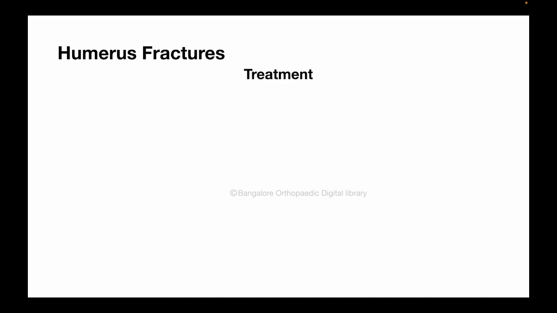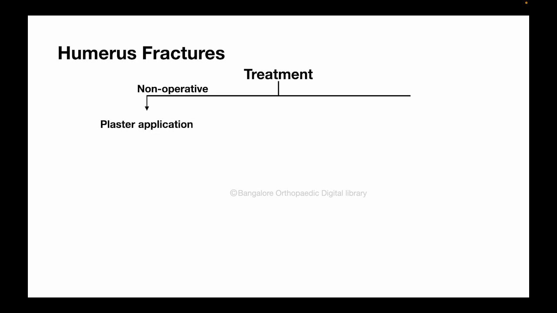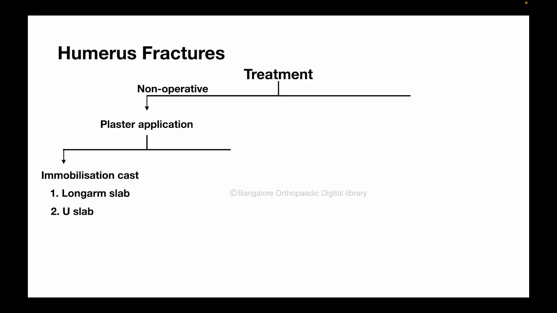Coming to treatment, most humerus fractures can be treated non-operatively with simple plaster application, where either an immobilization cast in the form of a long arm slab or a U-slab is applied. Hanging cast is rarely used.